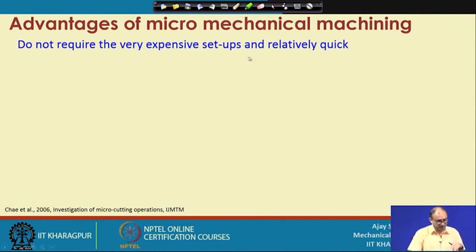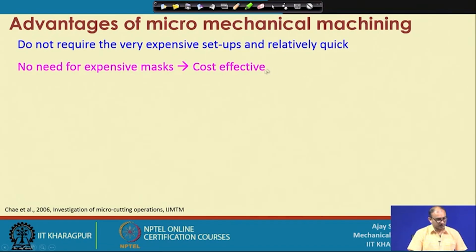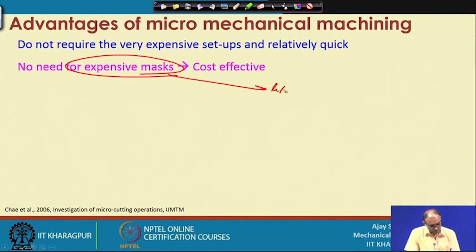So, setups are not expensive, relatively quick, because we know all the basic or the kinematic structure of the machine tool, which are very same. No need for expensive masks and cost effective. So, this is related to actually the lithographic processes. Lithographic process, so that is MEMS based.